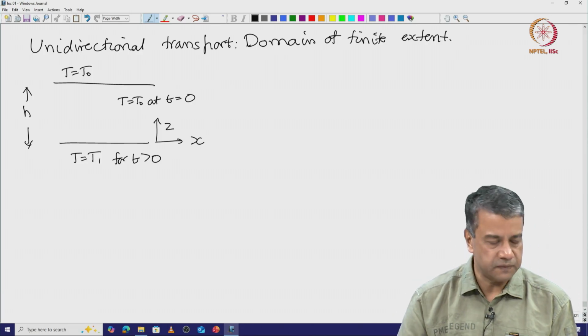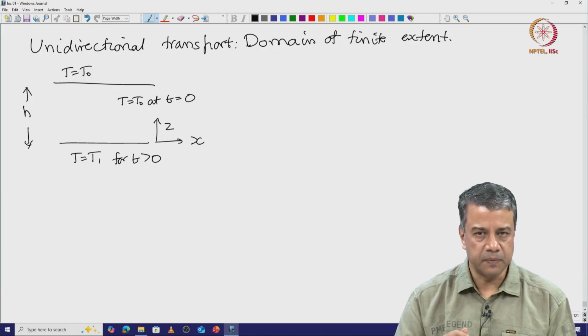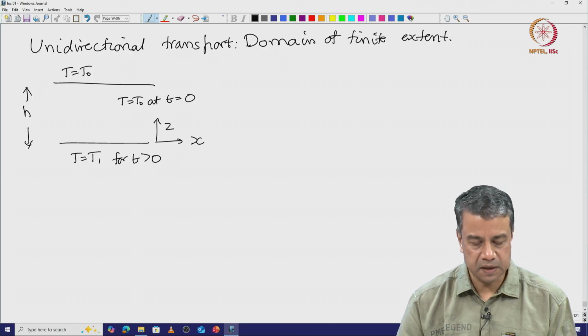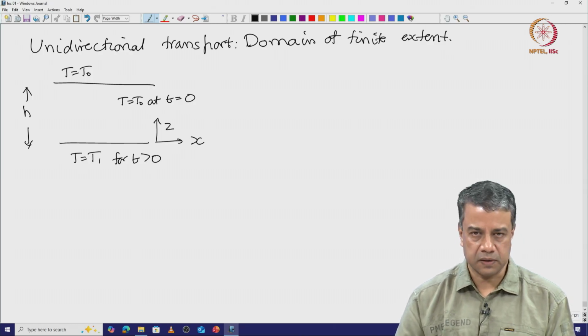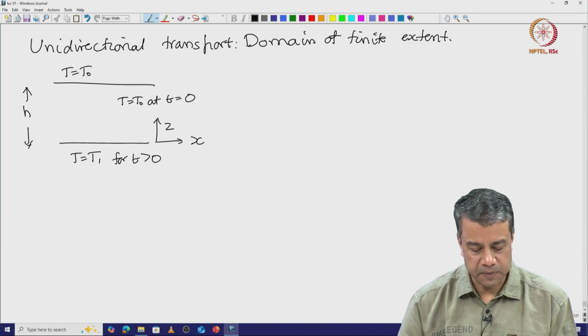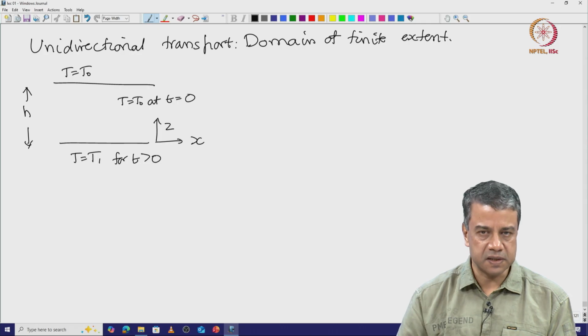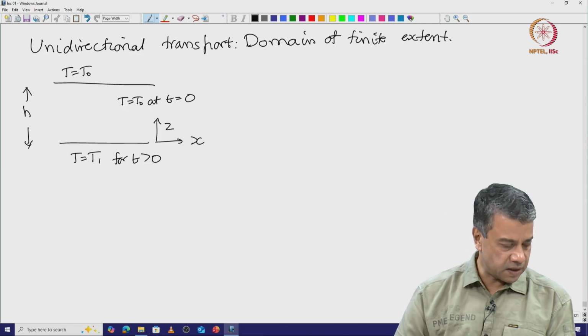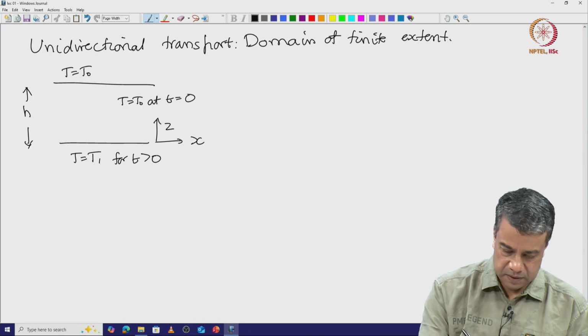So, let me explain the configuration a little bit. I have a medium of height h between two surfaces. Initially, both surfaces and the medium are at a temperature T naught. At time t is equal to 0, the temperature at the bottom surface is instantaneously increased to T1, and because of that the temperature has to increase.